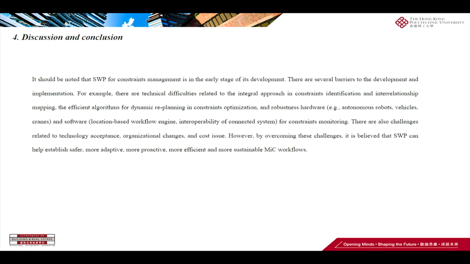Despite that, we still believe that smart packages could help facilitate constraint management in MIC.